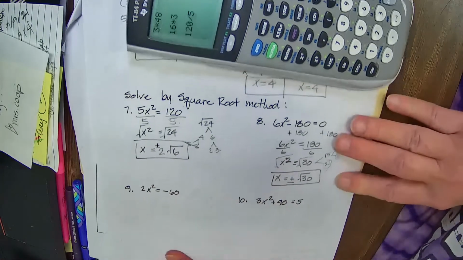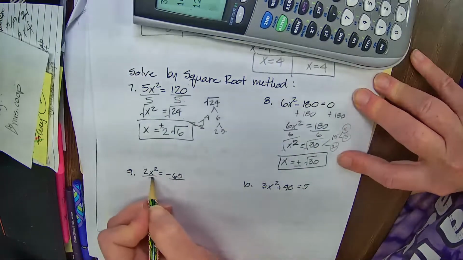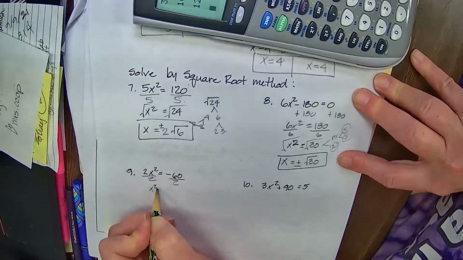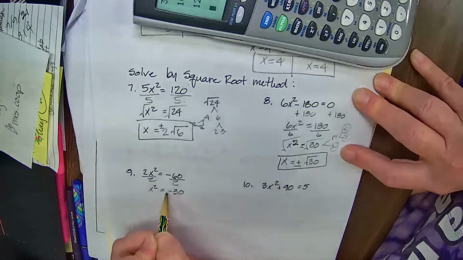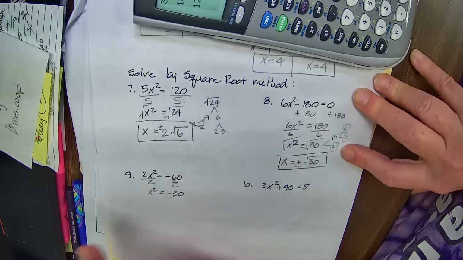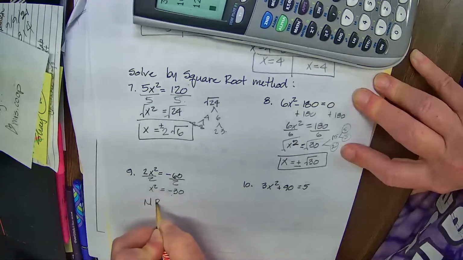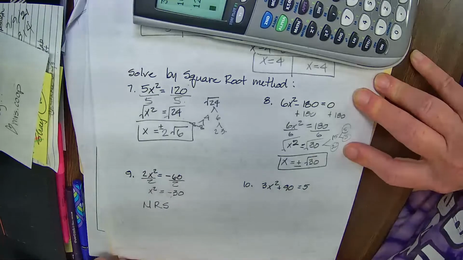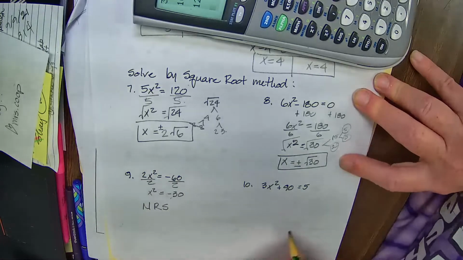Okay. All right, 2x squared equals negative 60. So we divide by 2. x squared equals negative 30. Hopefully this throws up a huge red flag, because you can't take the square root of a negative number, at least not at this point for you all. So no real solution. Okay, it's going to give you an error message in the calculator.